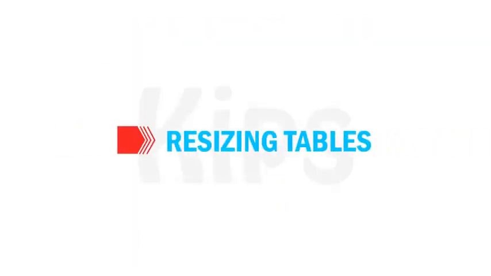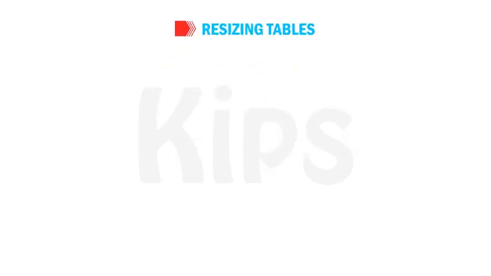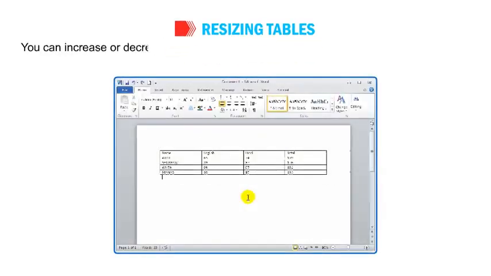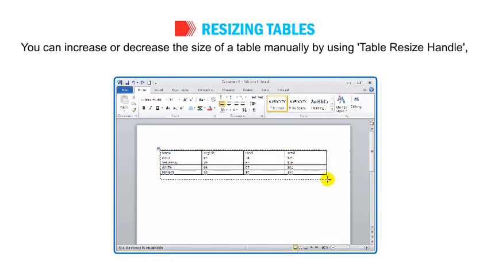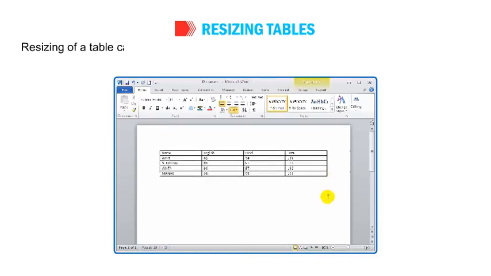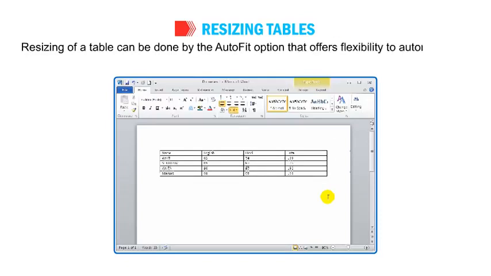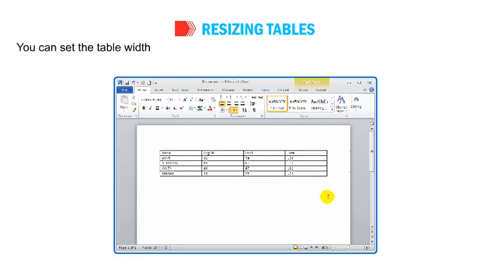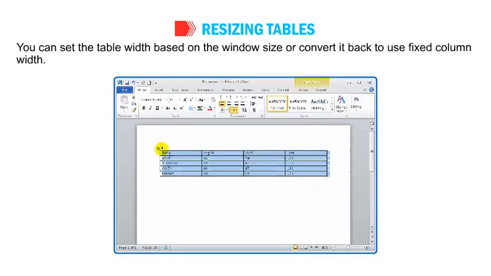Students, now let us find out how to resize tables. You can increase or decrease the size of a table manually by using the table resize handle. But Word also offers ready-made solutions to resize the table. Resizing of a table can be done by the Auto Fit option that offers flexibility to automatically resize the column width based on different criteria. You can set the table width based on the window size or convert it back to use fixed column width.